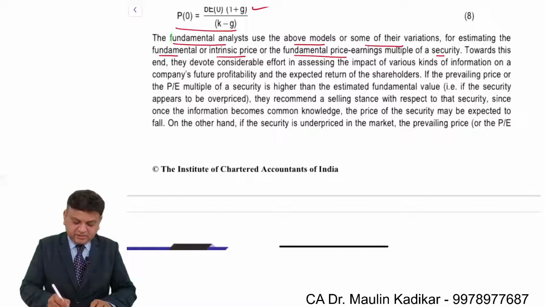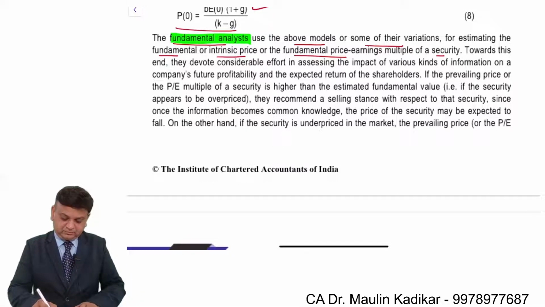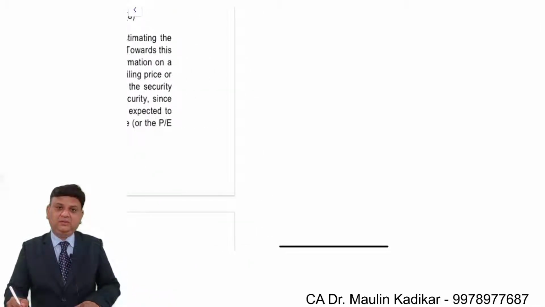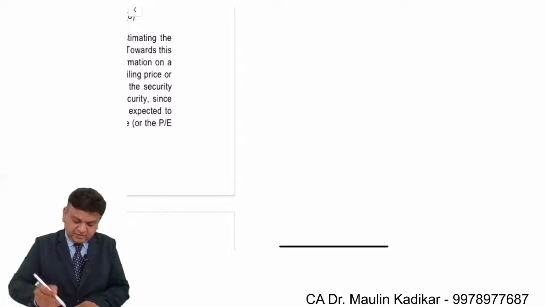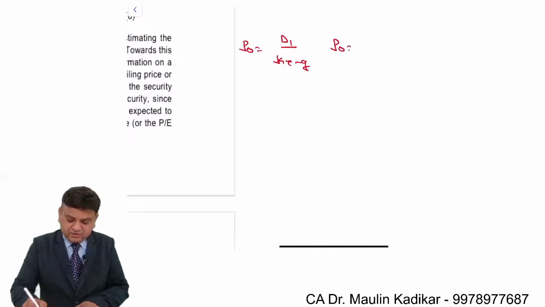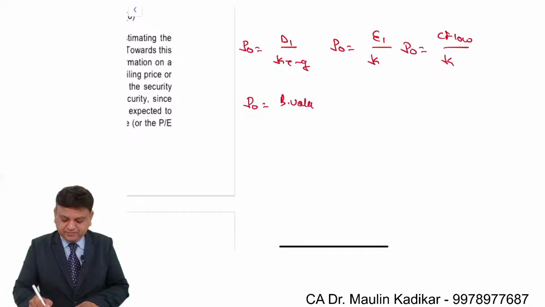Friends, I would like to tell you that fundamental analysis is a very deep concept. It is not just restricted to the dividend. In the chapter where we learn corporate valuation in mergers and acquisitions, we have P0 to be calculated using the dividend discount model approach. P0 is to be calculated based on the earning capitalization method. P0 to be calculated using the free cash flow for the equity method. Then P0 to be calculated based on the book value approach.